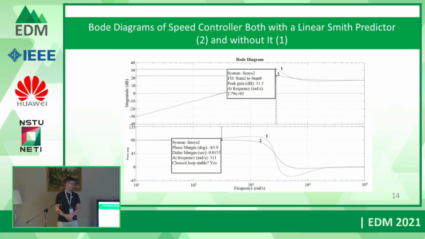Here is a frequency response of the rotor speed controller with the Smith predictor, represented with digit 2, and without it, represented with digit 1. As we can see, changes in frequency properties are absent, except for a small decrease of the gain at resonant frequency.